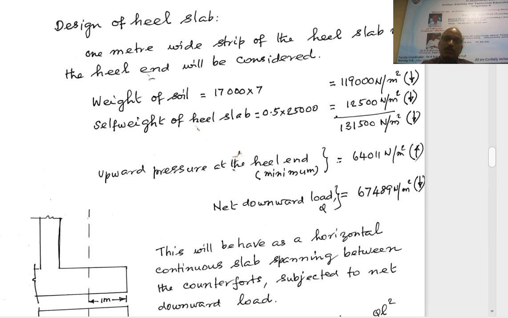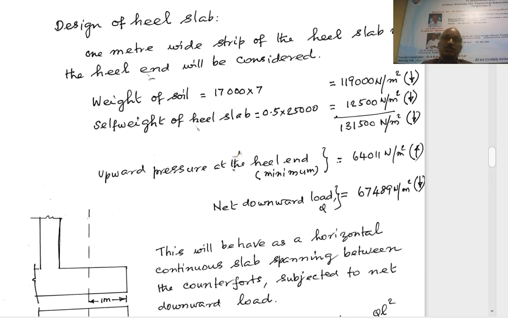That means we are going to consider 1 meter length, 1 meter width, and the height of soil is 7 meters. So 1 into 1 into 7 into 17,000 is a downward force. Then self weight of the heel slab, 0.5 into 25,000, that is 12,500. Again that is 1 into 1 into 0.5 into 25,000. So these two will be the downward force.